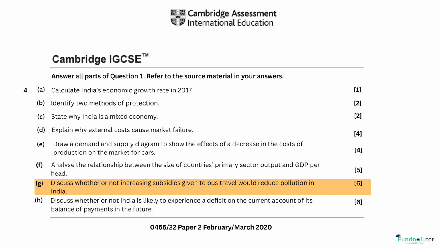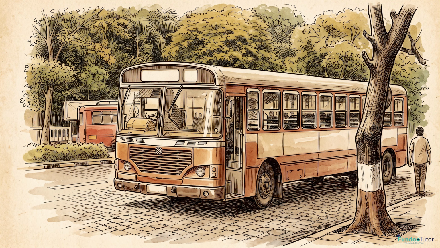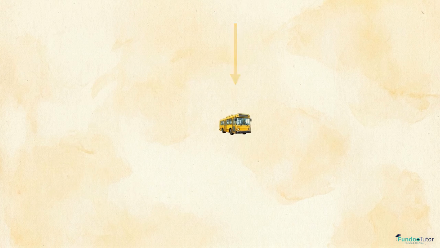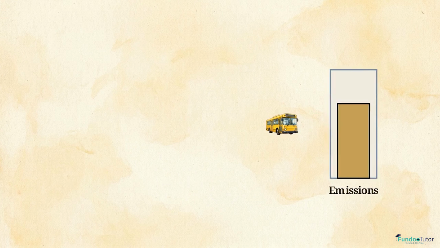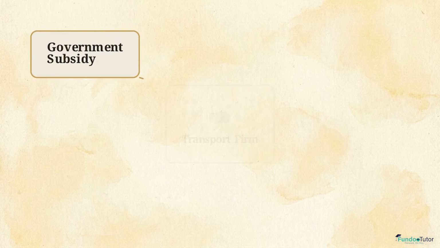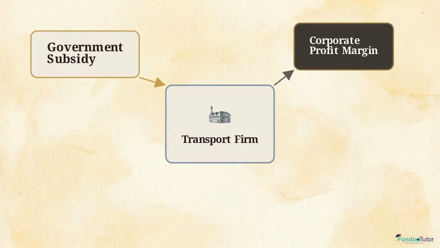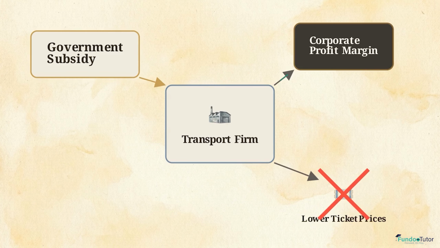Question 4 pushes us into evaluation. We must discuss whether subsidizing bus travel reduces pollution in a heavily congested area like India. In theory, lowering a transit provider's operating costs leads to cheaper bus tickets. Cheaper tickets should pull people away from private cars, reducing traffic volume and lowering overall emissions. However, profit-seeking transport firms might simply absorb the government funds to increase their own profit margins. If they do not pass the savings on to consumers, ticket prices stay exactly the same.